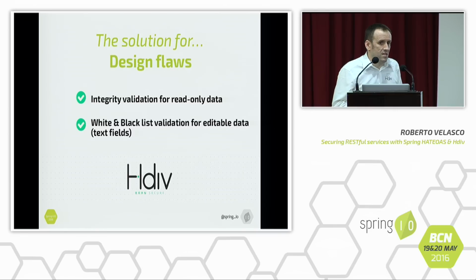So basically, this is the approach that we are talking about: HATEOAS, and on top of that, HDIV to implement different kinds of validation using the HATEOAS definition that we have sent to the client. We have to control in real time what we send to the client, and with this information, we can validate incoming requests. And everything works in real time.